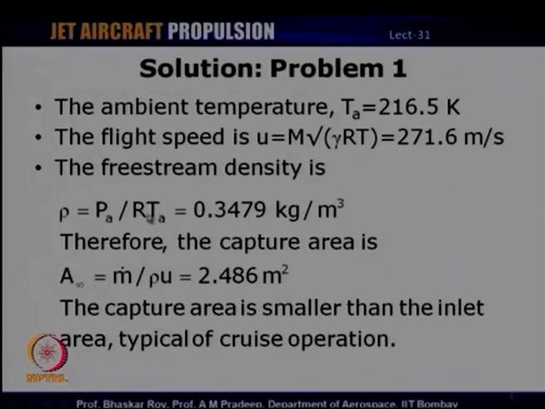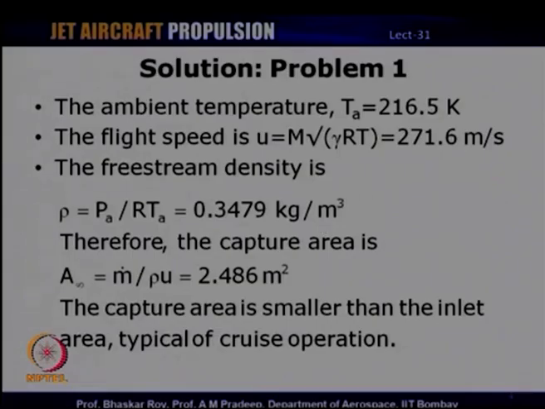Now, we can calculate the free stream density because the ambient pressure is given, the temperature is also given, and the gas constant for air we can assume as 287 joules per kilogram Kelvin. So, from this we calculate density, since pressure, temperature and gas constant are known. We calculate this as 0.3479 kilograms per meter cube.